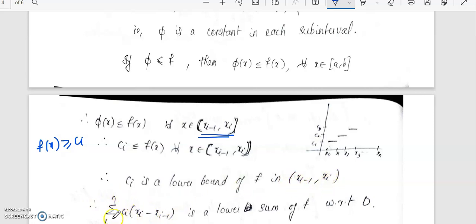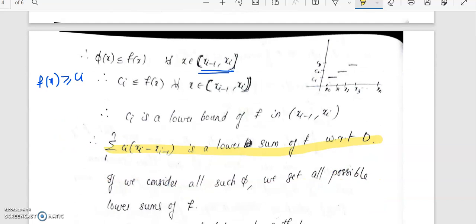Now take the summation over all these intervals. Corresponding to each i, we get f of x greater than or equal to ci. Now take the sum from 1 to n of ci times xi minus xi minus 1. So this will be a lower sum of f with respect to d. So here we are getting a lower sum with respect to d.